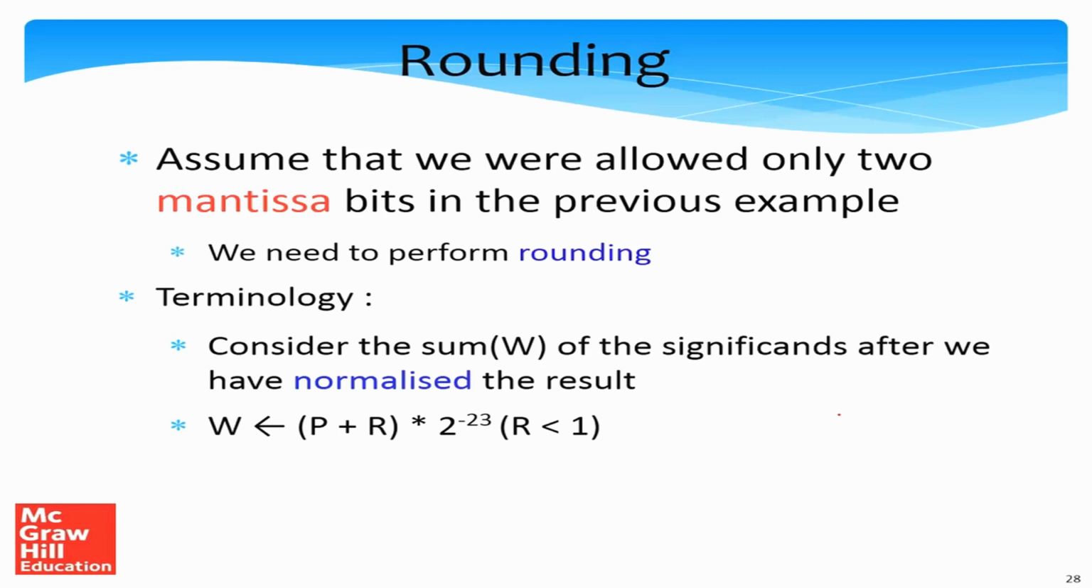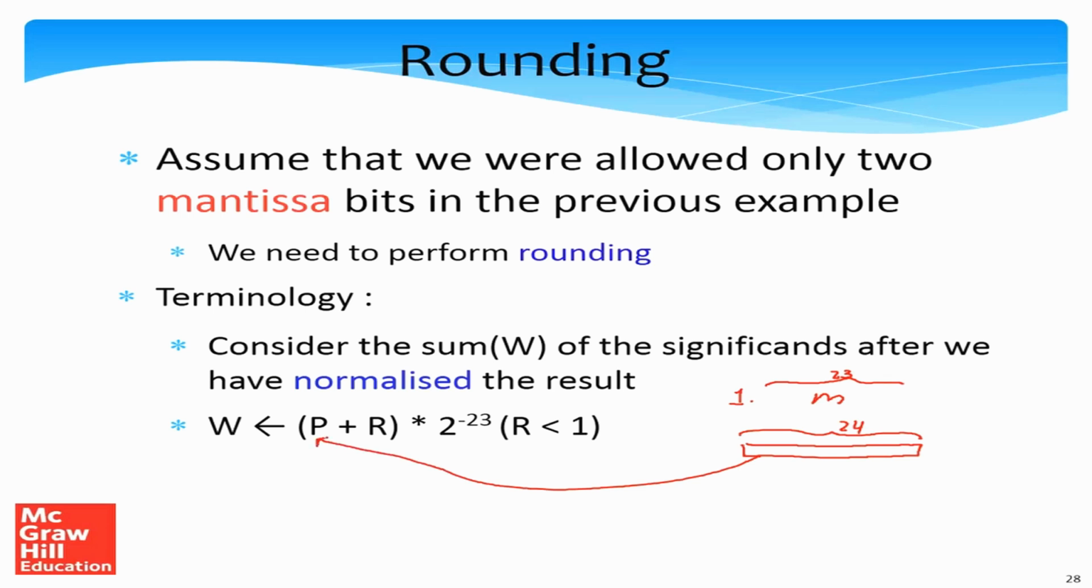So let's define the terminology first. So consider the sum W of the significands that we have. And note that in hardware, we're not storing the decimal point, it is implicit. So we know where it is, but it's not being stored. So the significand is pretty much being stored as a 24-bit number in hardware. In reality, it is 1 point the mantissa, which is 23 bits. But the way that the significand is being stored in hardware is one continuous sequence of 24 bits. So it can alternatively be interpreted as a 24-bit unsigned number. So let's use that interpretation over here.